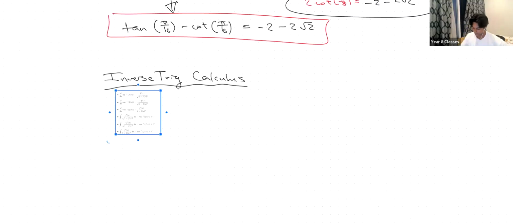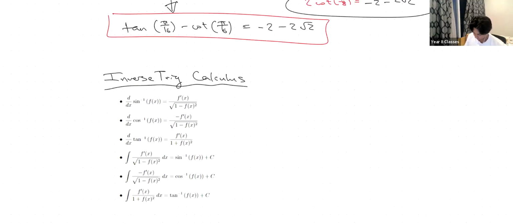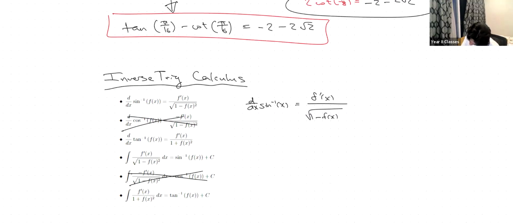Essentially, you don't need to remember cos for either of these. Just remember sine and tan. So diff of sine inverse of x is going to give you f dash x from chain rule over the square root of 1 minus f of x squared. On the other hand, diff of tan inverse gives you f dash of x from chain rule over 1 plus f of x squared. So you can read those from there. I'll just write a more simplified form, but basically it's just going to look like this.